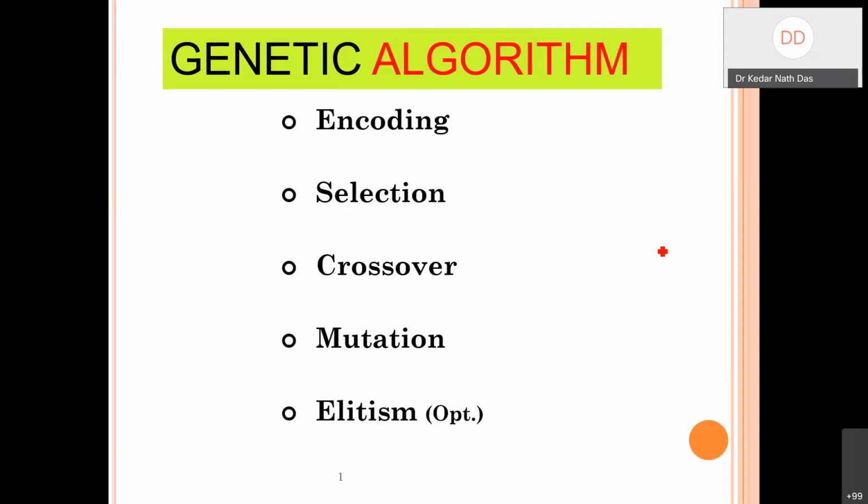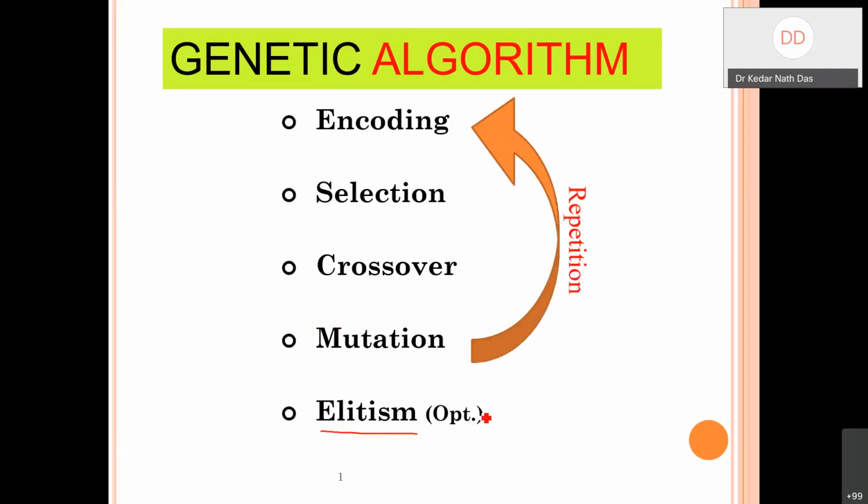Now, encoding, selection, crossover, mutation are the basic steps of genetic algorithm. We will go through these steps one by one. Of course, elitism is optional. We may use it or may not. I will tell you what they are, but encoding, selection, crossover, mutation are the operators which need to be used cyclically in the genetic algorithm cycle.